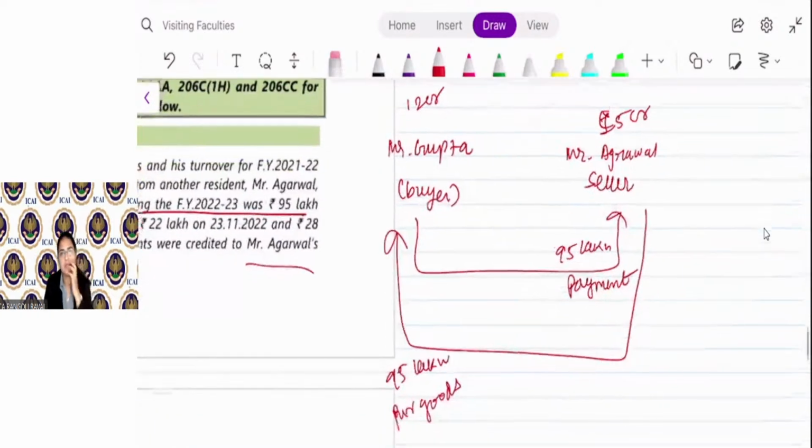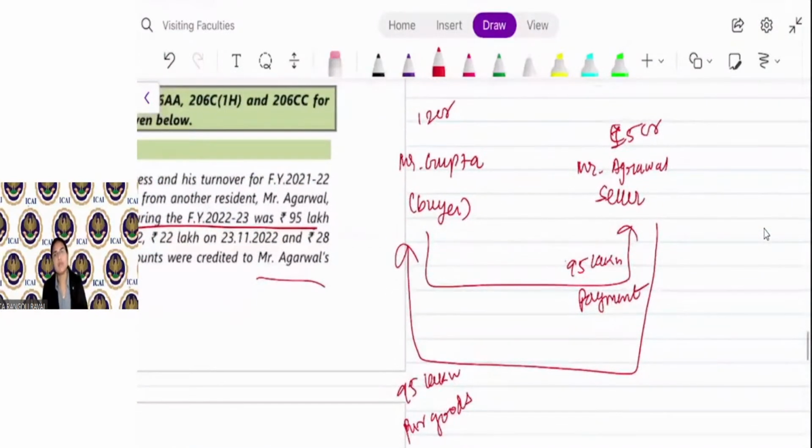See, my dear friend, here both provisions are applicable. In the case of Mr. Gupta, 194Q is applicable. Why? Because in the last year, his turnover is more than 10 crore. In the current year, he purchased goods of more than 50 lakhs. So on 45 lakh rupees, Mr. Gupta has to deduct TDS at the rate of 0.1%.